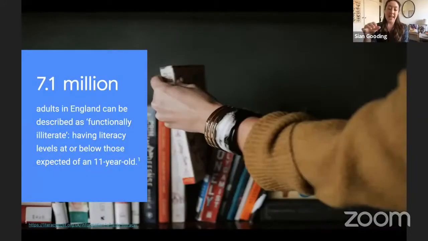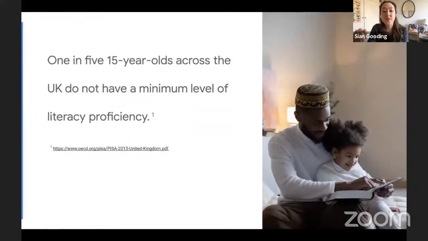So in the UK, 7.1 million adults can be described as functionally illiterate. That means for those individuals, they have a level at or below that of an expected 11-year-old, and that impacts all of the areas of life for those people. This isn't just something that applies to adults. We also know 1 in 5 15-year-olds in the UK don't have a minimum level of literacy proficiency. And this impacts all of the areas of their educational life because, obviously, not being proficient at being able to read can have huge ramifications.